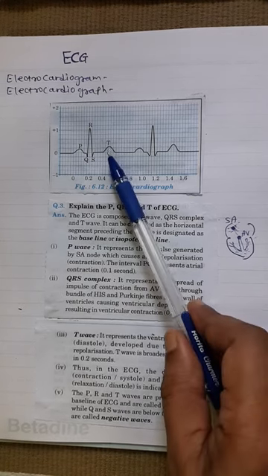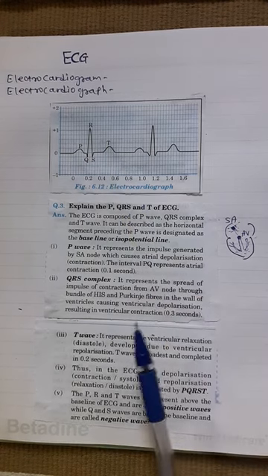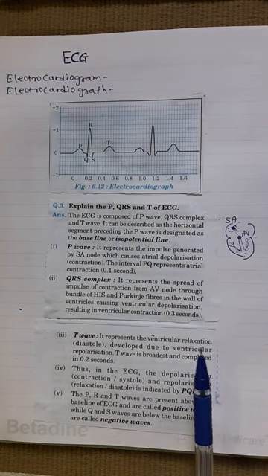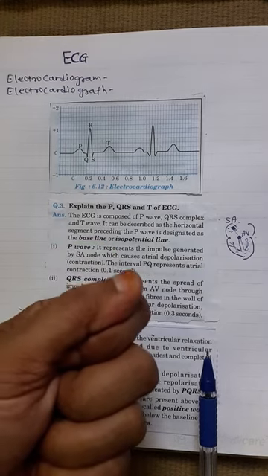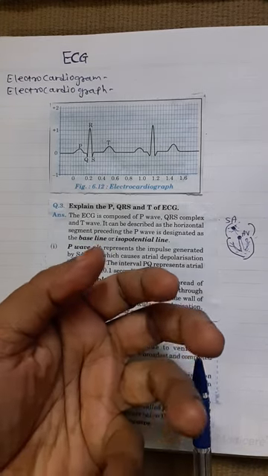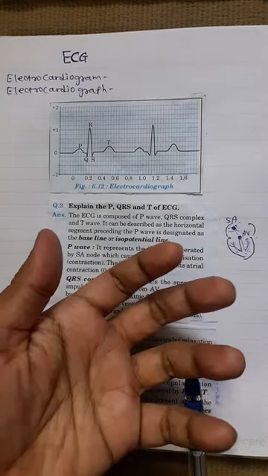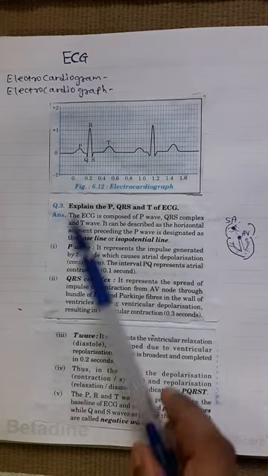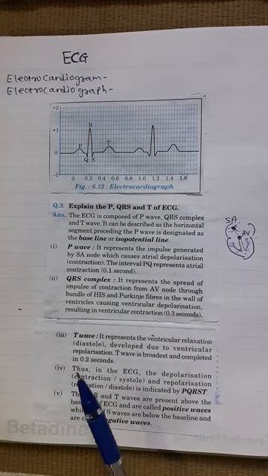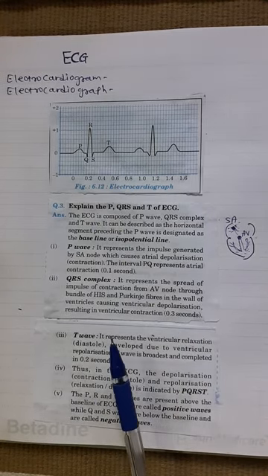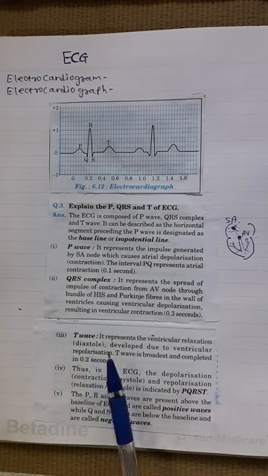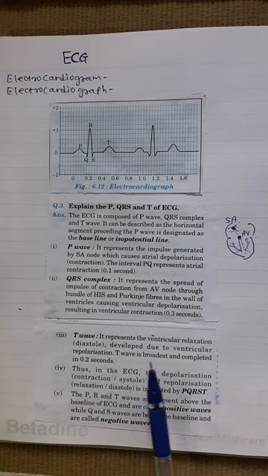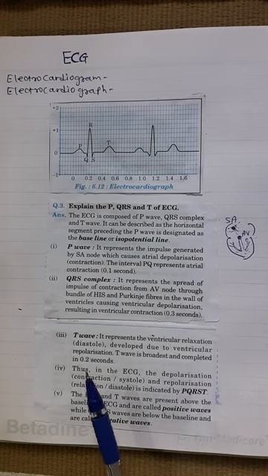After that, there is a T wave. The T wave represents the ventricular relaxation. The ventricle contracts with a great force and then it relaxes. Here it is a diastole, ventricular diastole, that is called relaxation. The T wave is the broadest and is completed in 0.2 seconds.